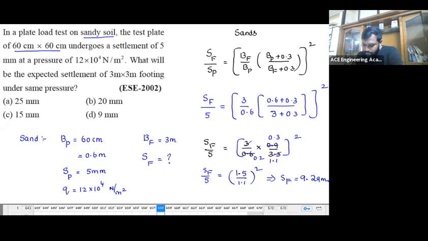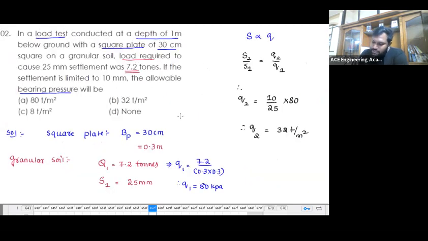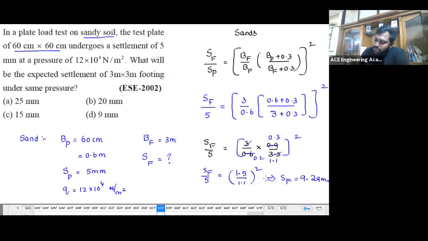So in the previous question, in the case of granular soils, Q versus S is not straight, then how can we simply say Q is directly proportional to S? There is no peculiar relationship between the settlement and load. So when they don't give the variation, we have to assume it as linear. We are assuming it as linear. Okay. Now, the nearest answer is going to be 9 mm. Okay.